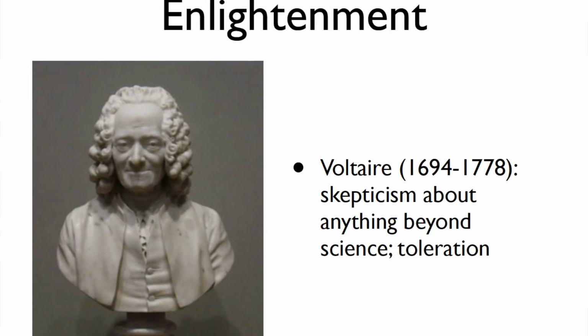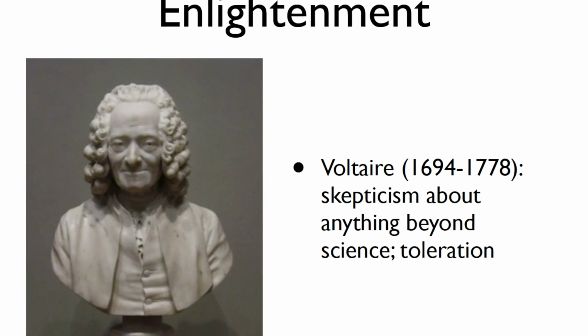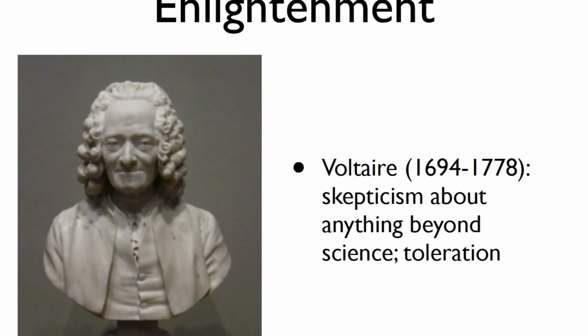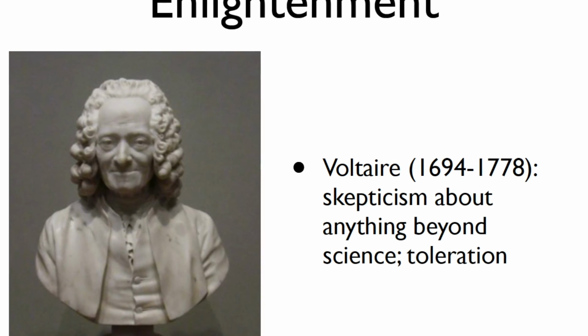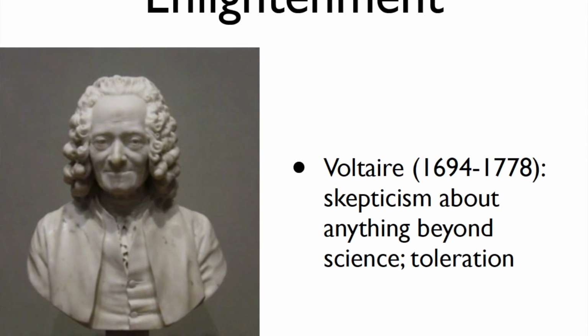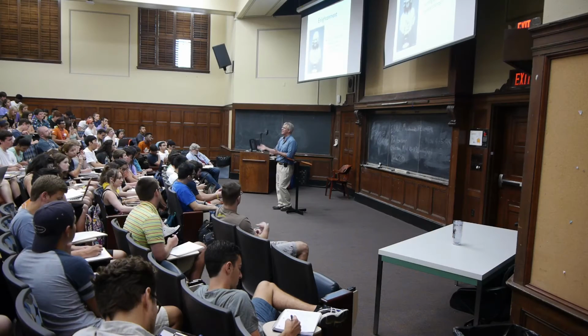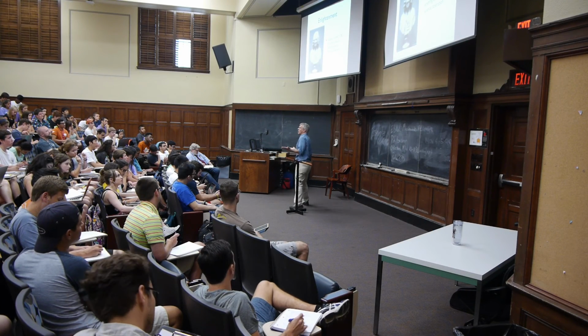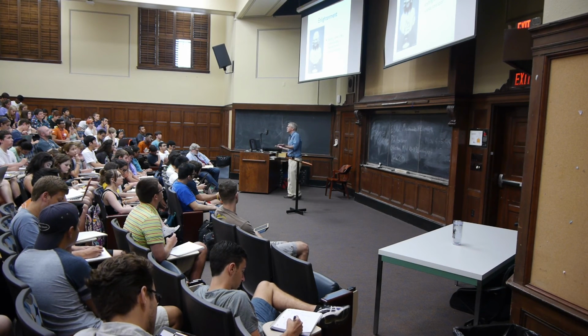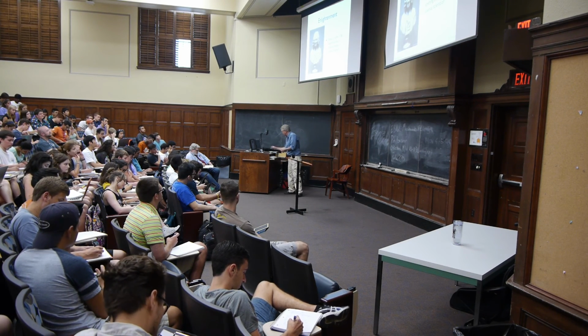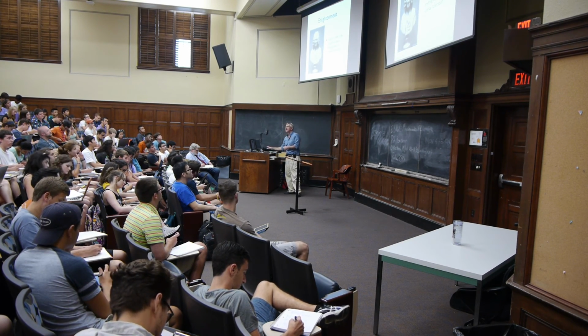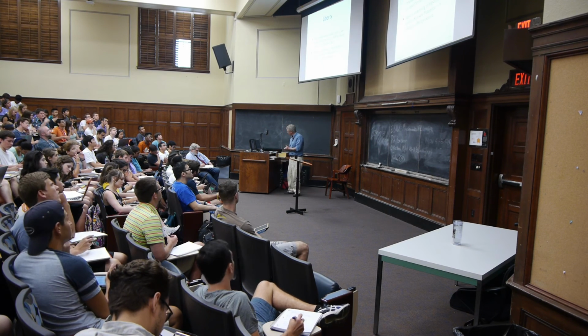Voltaire, for example, said, look, we should be just skeptical of anything beyond science. And when people make claims about religion or about morality or about politics, be tolerant of their view, but recognize this is now the realm of belief, the realm of opinion and not knowledge. So let people say what they want, but the fact is there's no way to know who's right. So he was something of a skeptic, but preached toleration.